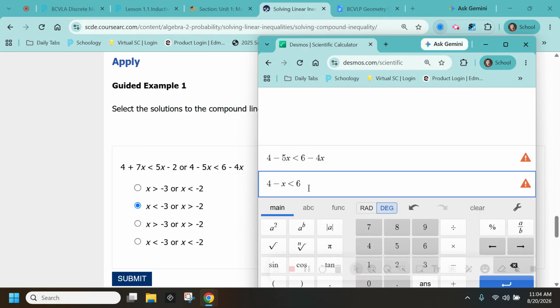Subtract the 4 over. So 6 minus 4 is 2. And then last but not least, we have to divide by this negative 1. Whenever you divide by a negative, we flip the sign, and then 2 divided by negative 1 is negative 2. And so that gives me this option here.